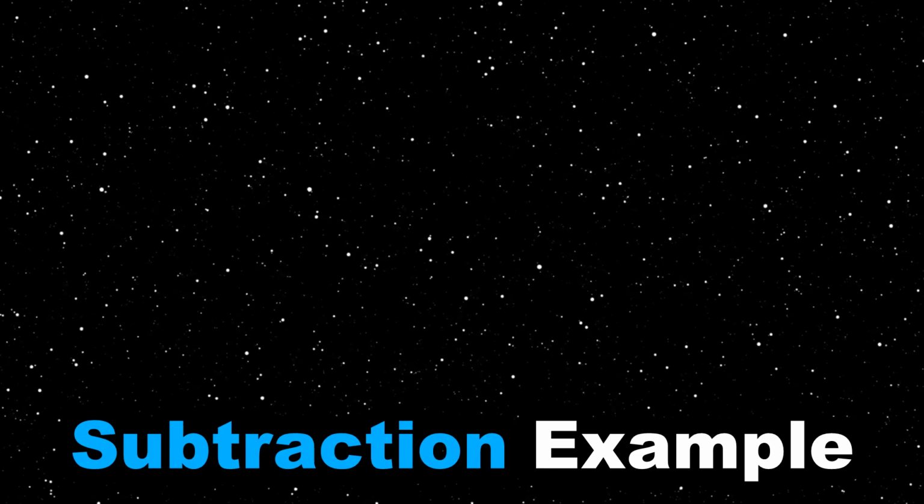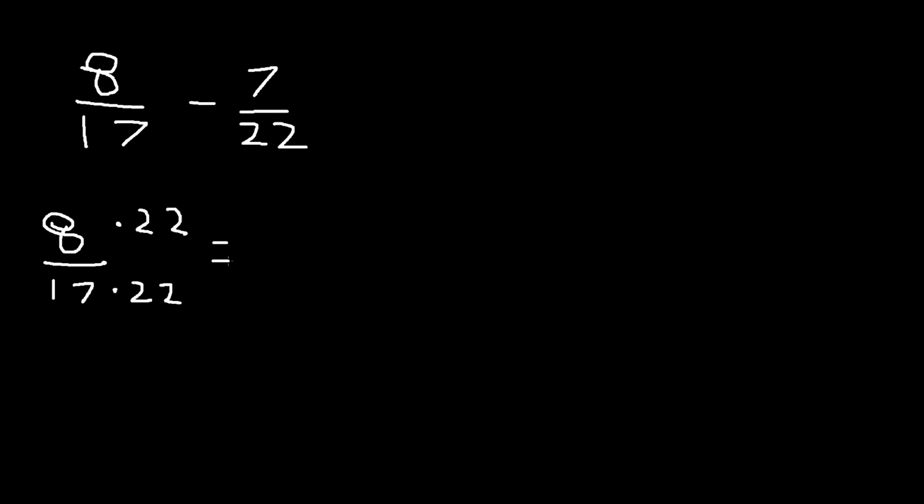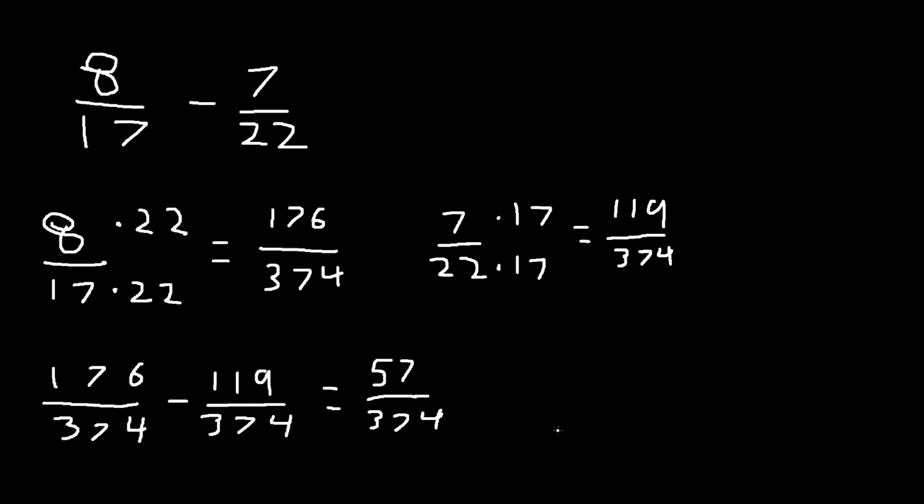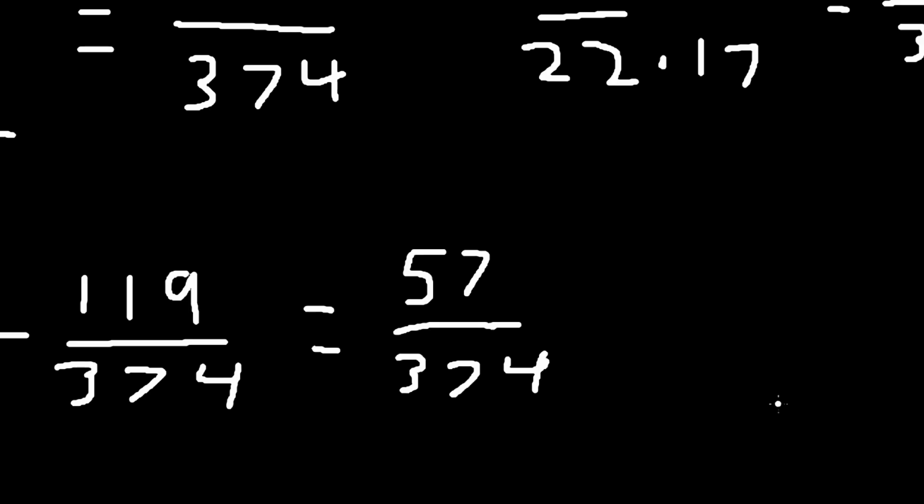Let's take a subtraction example. 8/17 minus 7/22. First 8/17 extended by 22, then 7/22 extended by 17. Now you can just subtract the numerators and you get 57/374.